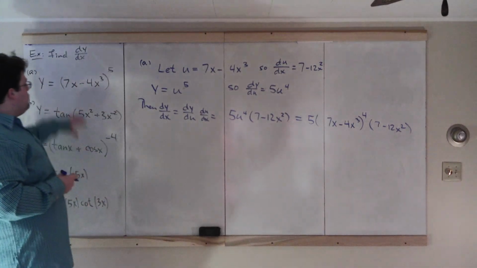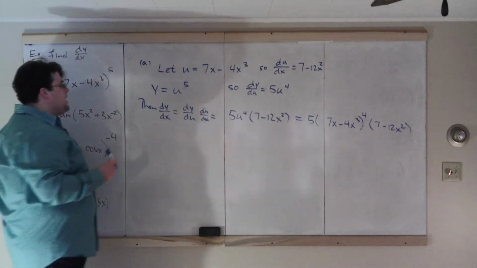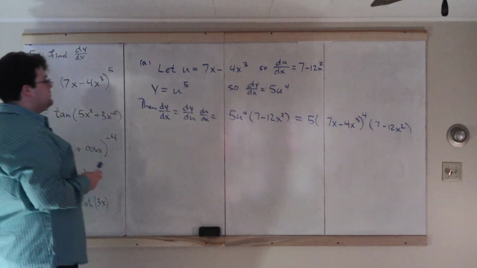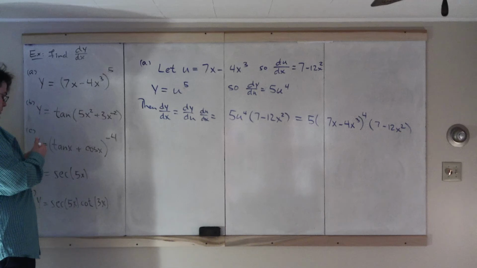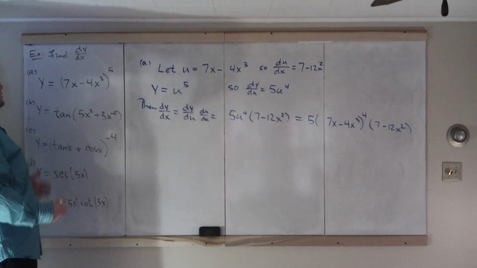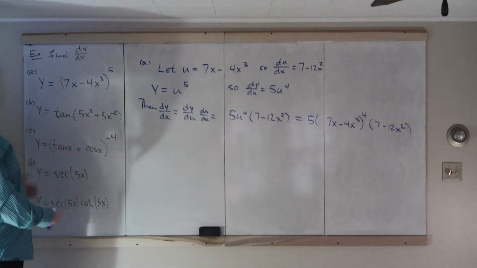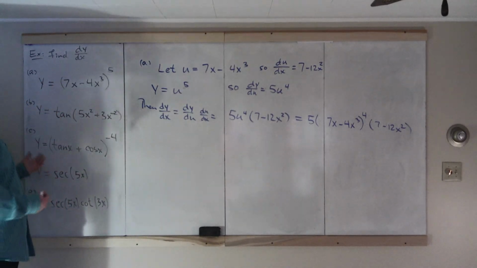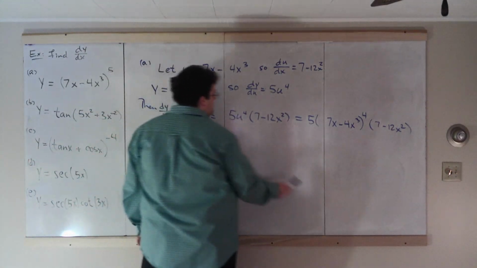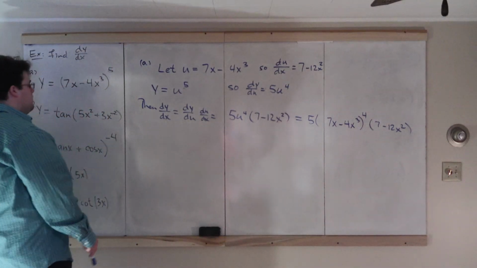So we let u be our inside quantity here, and then we were able to take these two derivatives, dy/du and du/dx, using the algebraic derivative rules. And that is what we want our substitution to do. We want it to turn what we have into, in this case, two algebraic derivative rules. Then we combine them by multiplying, and then get rid of u.